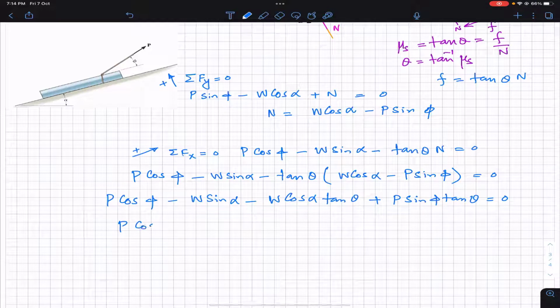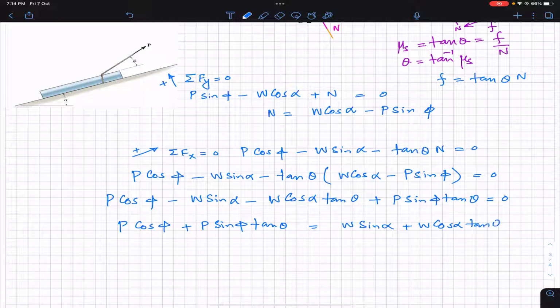So this will be P cos φ plus P sin φ tan θ, and this will be equal to W sin α plus W cos α tan θ.